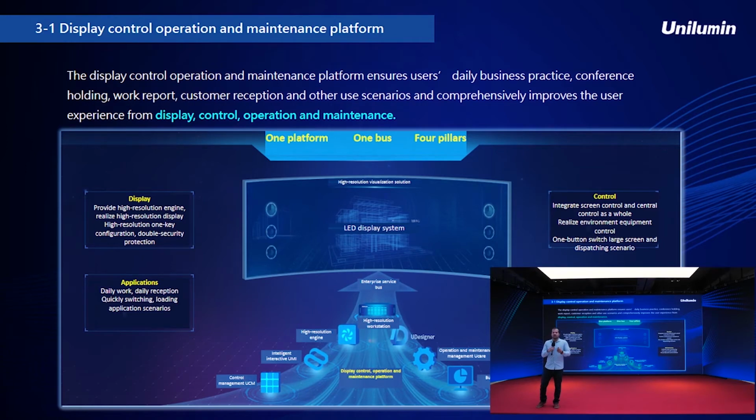application, control, and maintenance. To make these 4 pillars work without any hurdle in their way, there are a few things running in the background to make this happen smoothly. The first is the control management from Unilumi Control Management System. Second, business visualization software. Third, intelligent interactive UMI. The fourth, operation and maintenance management, which is UKEA, also from Unilumi. High resolution engine, UDesigner, to design the interface. High resolution workstation. With the help of all these interfaces, we make a perfect enterprise server bus which helps provide a top-class LED display system.